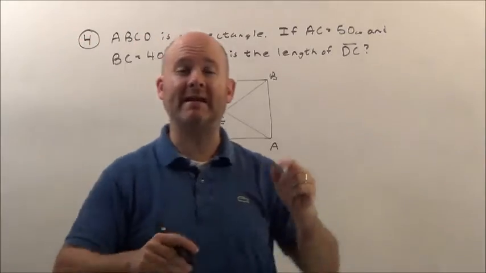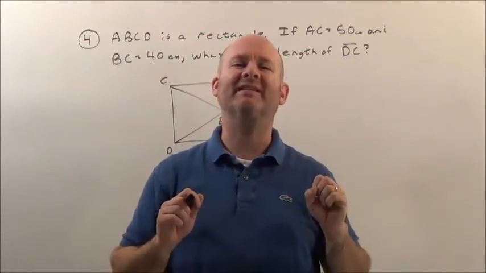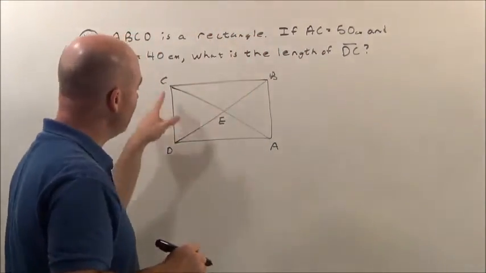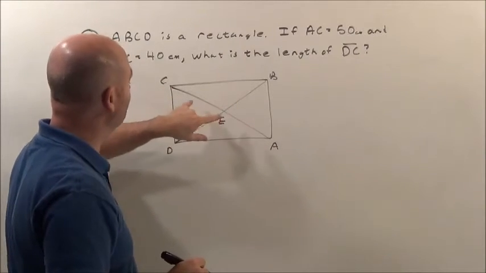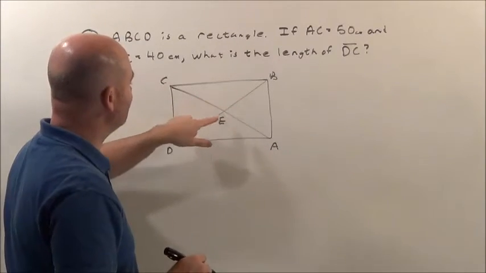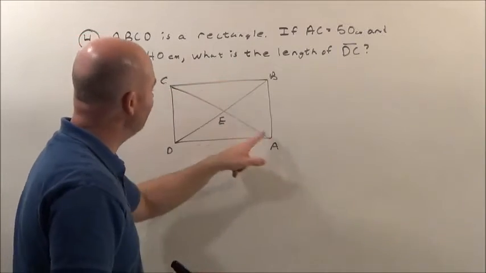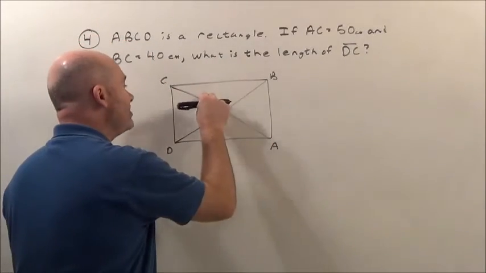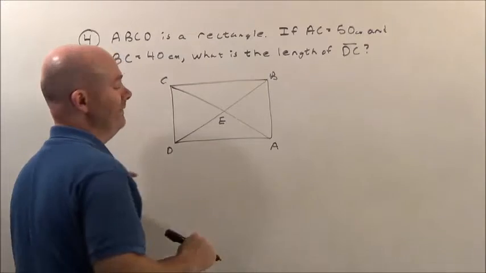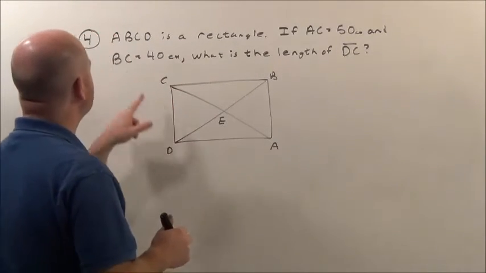Special thing about a rectangle, diagonals will always be the exact same length. Just like a parallelogram, because they're a type of parallelogram, these guys will bisect one another. So I know if that's 50, I do know that this is 25, 25, 25, 25. I'm not sure that's what we're going to use here though.